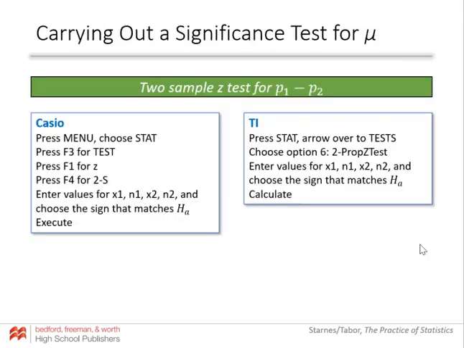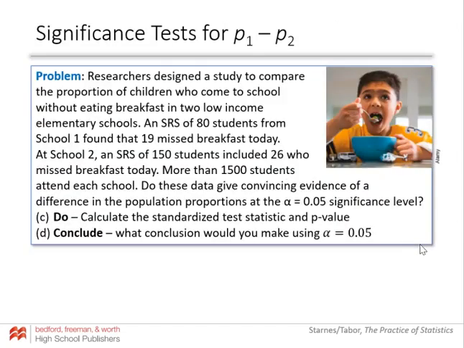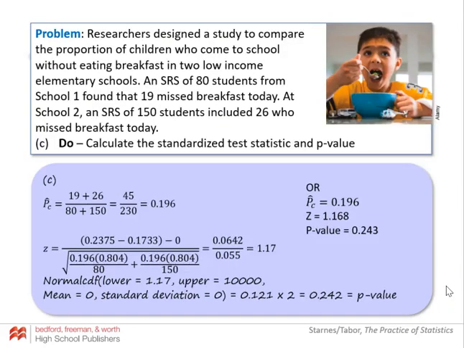Here are your directions for how to get to a two proportion z-test on either version of the calculator. So we'll go through this. We're looking for, is there convincing evidence of a difference? If you're going to use the formula, the first thing we need to do is find our p hat c, so I combine the two schools together: 19 students at school 1 and 26 students at school 2, and 80 total students at school 1 and 150 total students at school 2. That gives me a p hat c of 0.196.